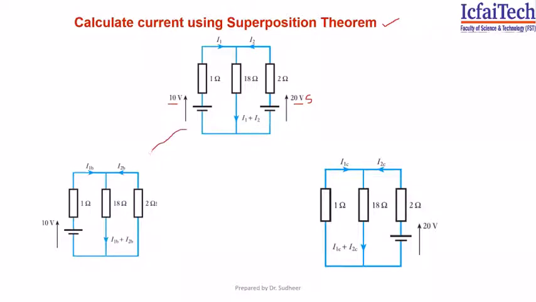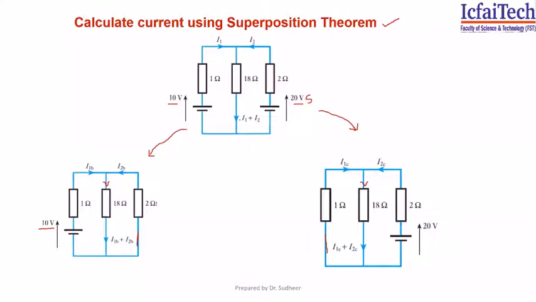You can see the first circuit is the one wherein we are finding out the current through the 18 ohms branch, considering only 10 volts. So what happened to 20 volts? We are replacing the 20 volts with short circuit. Second case, consider only 20 volts is there in the circuit, then replace the 10 volts with a short circuit. You can see the 10 volts is replaced with a short circuit. So now we got 2 circuits. Find out current with only 10 volts present in the circuit. Find out current with only 20 volts in the circuit.